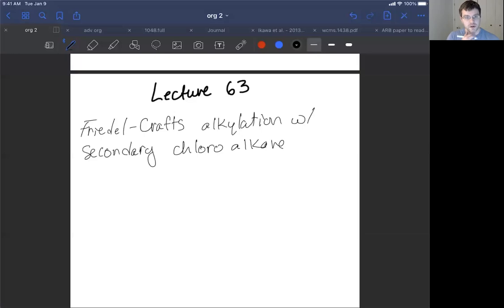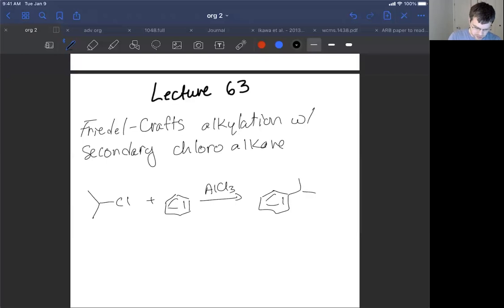With the secondary chloroalkane, let's look at an example that might be seemingly straightforward. Let's take this plus benzene. Sorry, I've got things flipped around, since I usually put the chloroalkane first. But hopefully you can see that what we're doing is stitching this carbon that's attached to the chlorine into the aromatic ring.